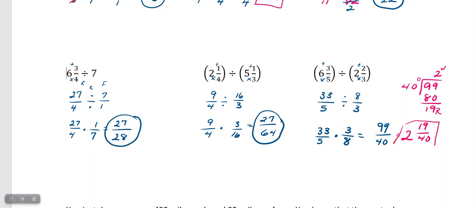So remember, if your answer is improper, you convert it to mixed, because that's what the directions said. Write it as a mixed number. If your answer is a proper fraction, you just leave it alone and leave it as a proper fraction. This concludes this video.